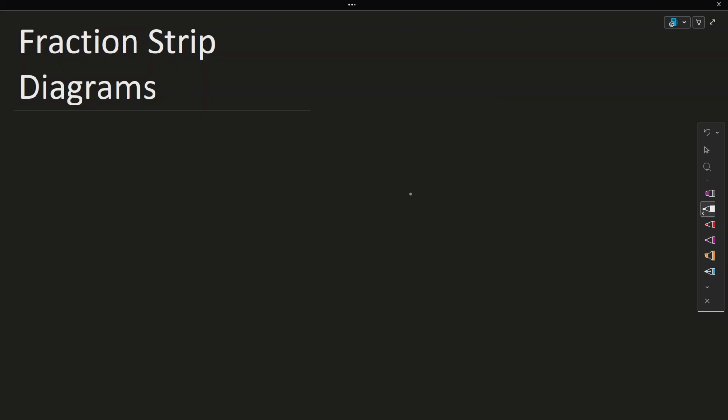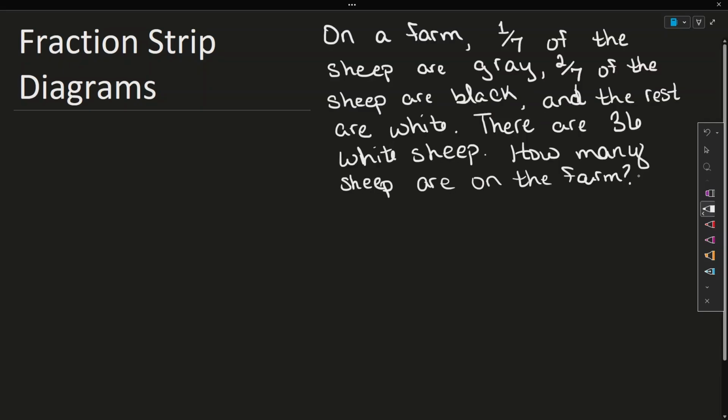In this video, we're going to use strip diagrams for fraction problems. These can be very helpful because fractions are often easier to understand when we can see equal parts. Let's start with the sheep problem.